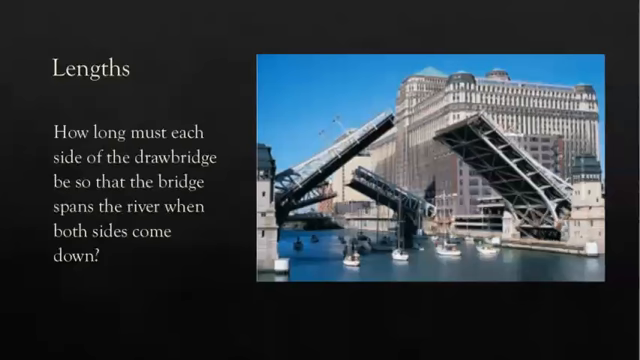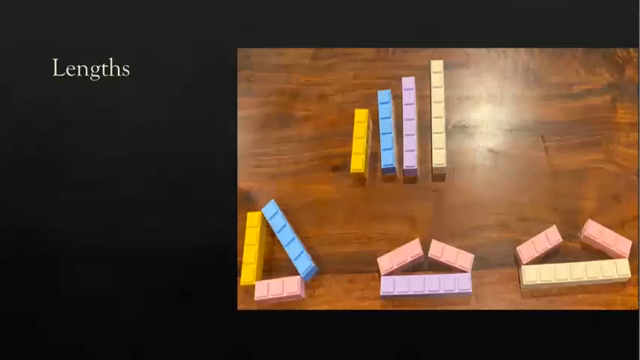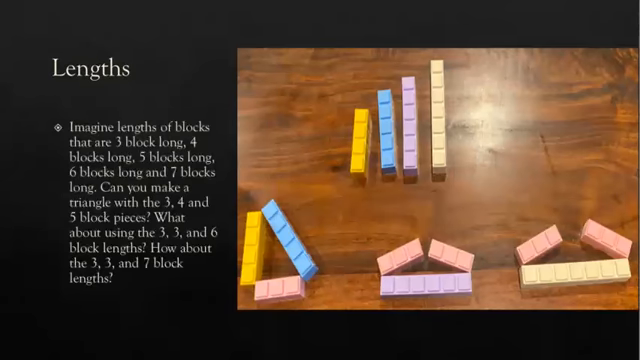Well, they must at least touch so the cars don't fall in the river when they cross. They might even overlap some. What about the lengths of triangles? Imagine these blocks at the top as the lengths of triangles. Could we use the 4, the 3, the 4, and the 5? Well, it does look like they form a triangle.